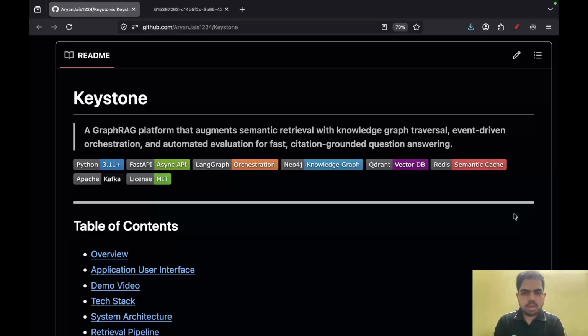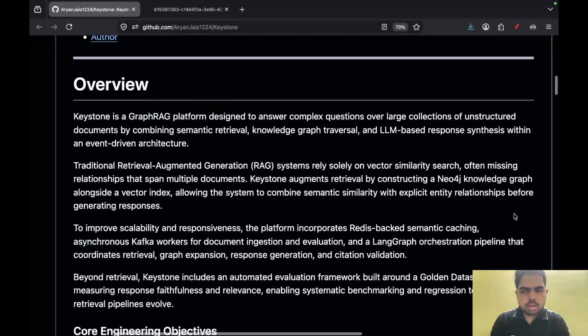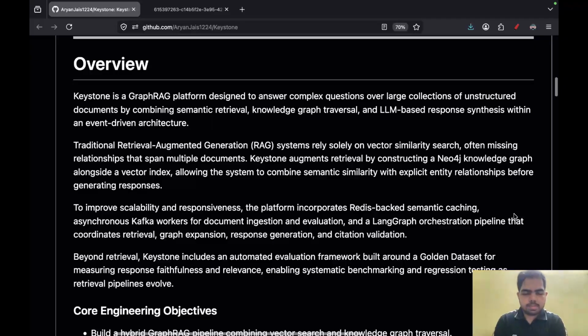Keystone is a GraphRAG platform that augments semantic retrieval with knowledge graph traversal, event-driven orchestration, and automated evaluation for fast citation-grounded question answering.